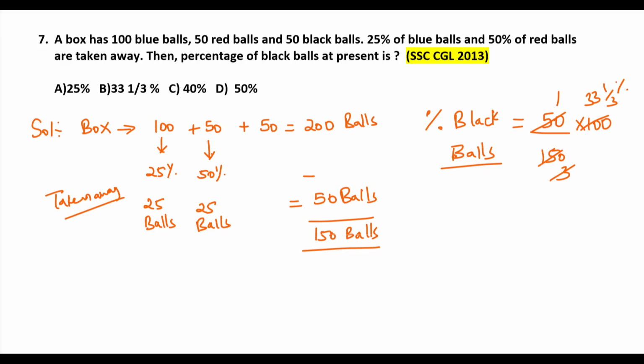How do you get that? You don't need to do the whole mixed fraction again. Just divide 100 by 3, you'll get 33.3. So compare the answer with the options, you'll get your answer. And the answer is B.